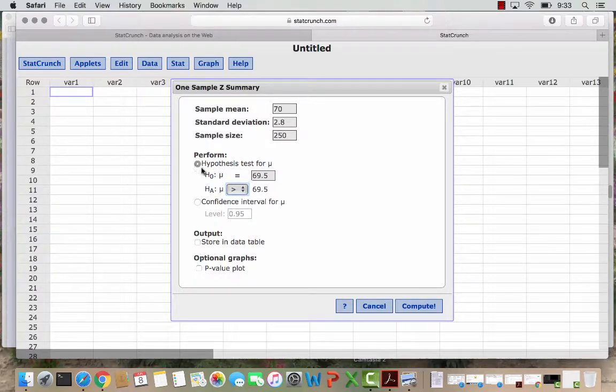And notice I've got the hypothesis test bubble checked here. If you wanted to do a confidence interval, you could check this bubble and set your confidence level. And then I like to see the p-value plot, so I'm going to check that off and compute.